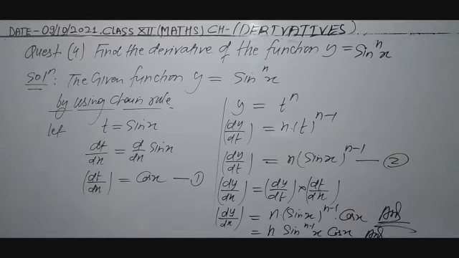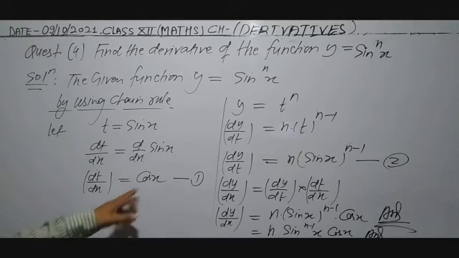Now you have to differentiate this. t is equal to sin x with respect to parameter x, so dt by dx result will be cos x. Now y is equal to t to the power n. If you differentiate with respect to parameter t, you will get n times t to the power n minus 1. Now t means sin x, so n times sin x to the power n minus 1.